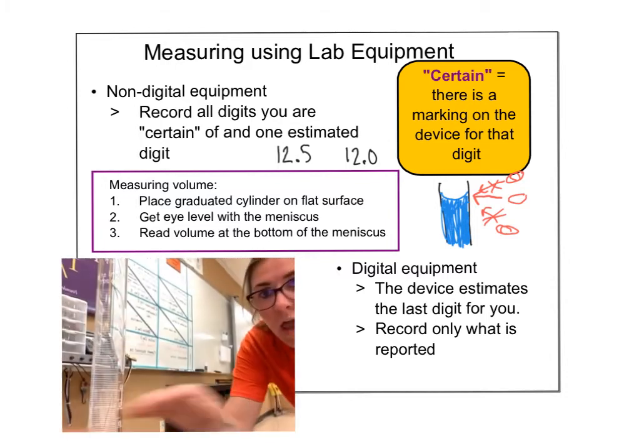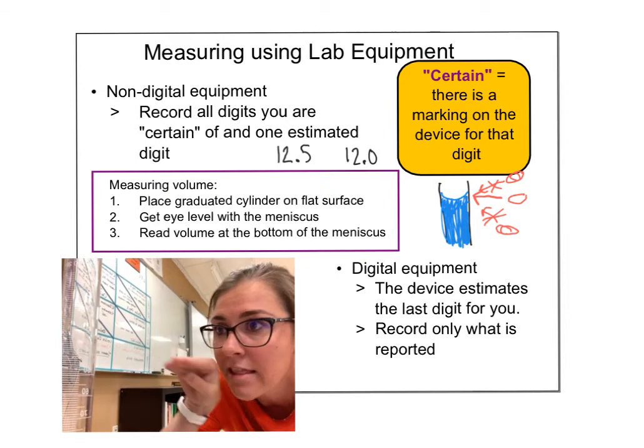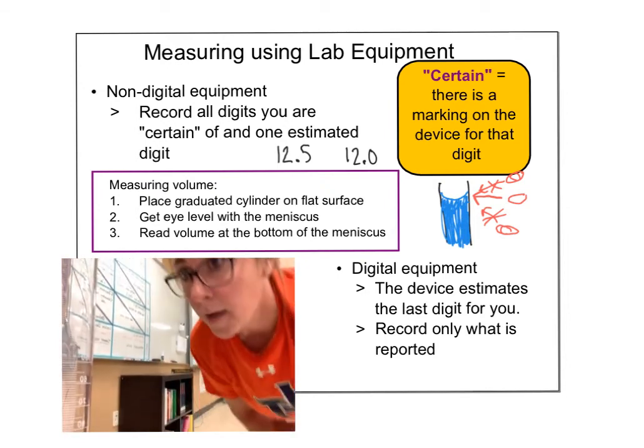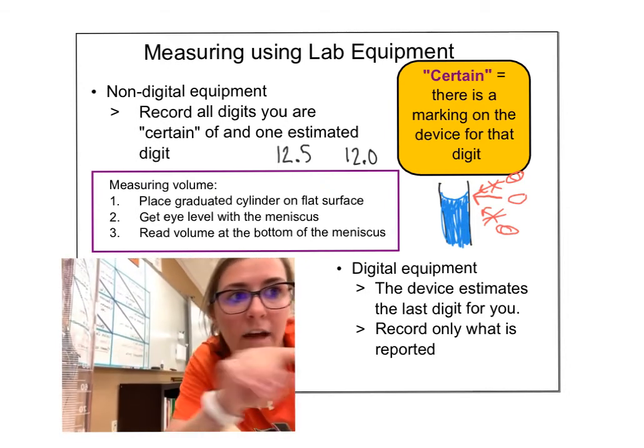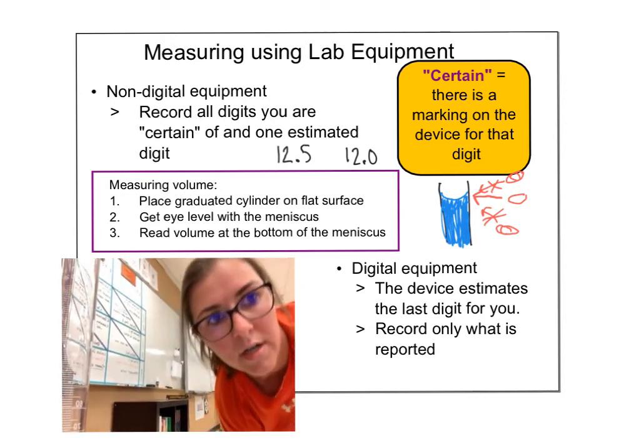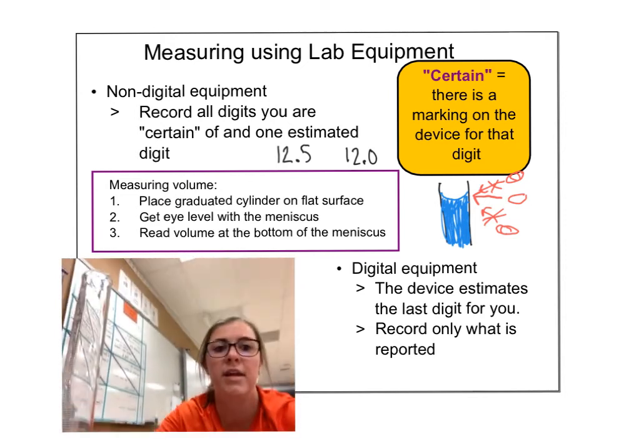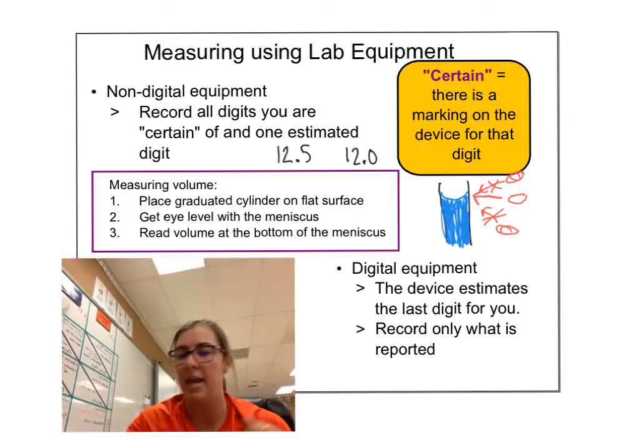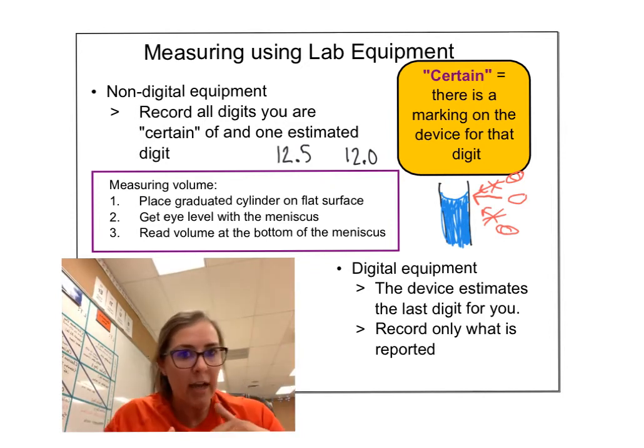Highly recommended. But we are going to get to eye level of where the liquid is. Not up above, not down below. Eye level. Look at the meniscus. You're going to record all certain digits plus 1 estimated digit. Okay, that was kind of complicated. Let's take it back a notch.